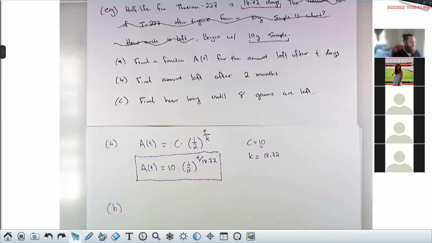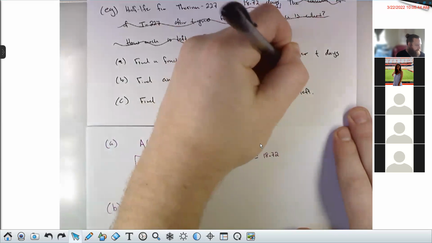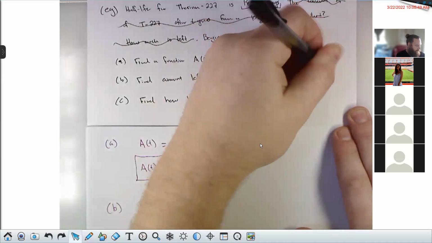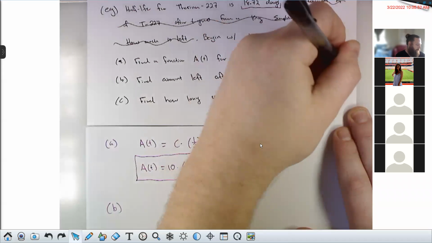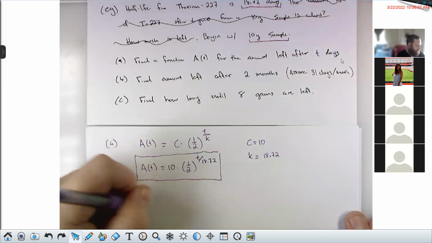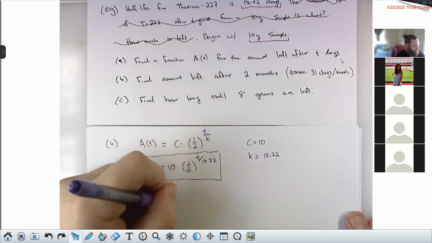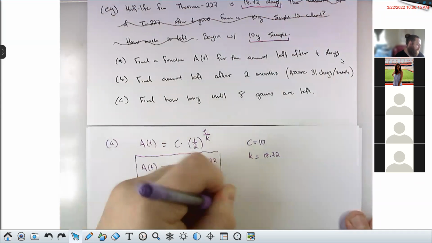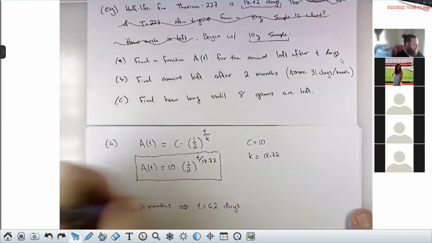Let's assume there's 31 days in a month. Would you plug in 62 for t? Exactly. We have to be mindful of the units here. I wouldn't plug in 2 for t because this is 2 months, and my function tells me how much is left after t days. So 2 months means we're talking about t equals 62 days.